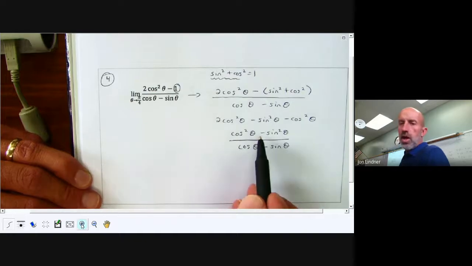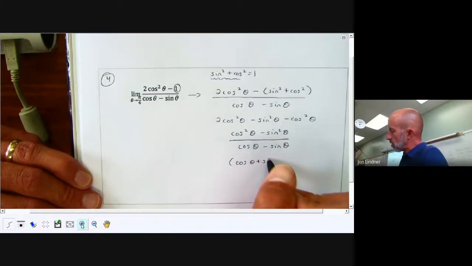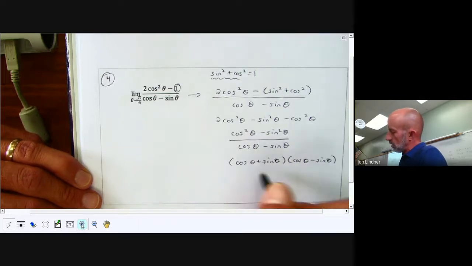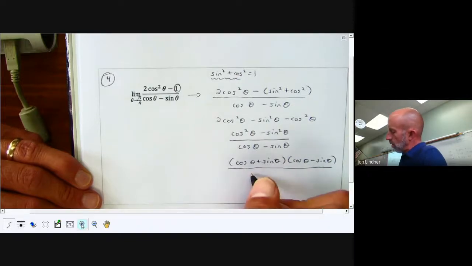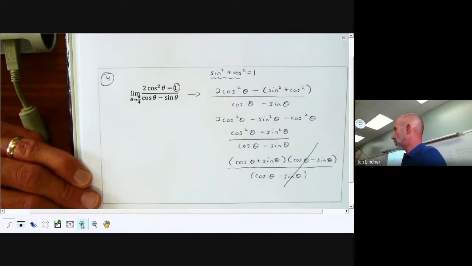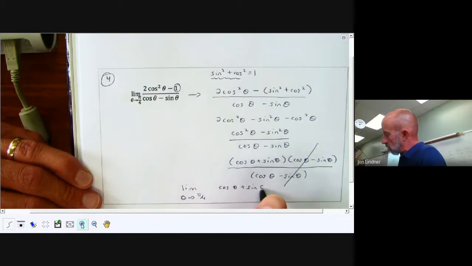Do you see that this top is a difference of 2 squares? The top is now a difference of 2 squares that will become the cosine of theta plus sine theta times the cosine of theta minus sine theta, all over cosine theta minus sine theta, and there's my slash point. And now it is a nice, friendly limit to evaluate. I may go ahead and finish this one for you since it has those scary trig things in it.